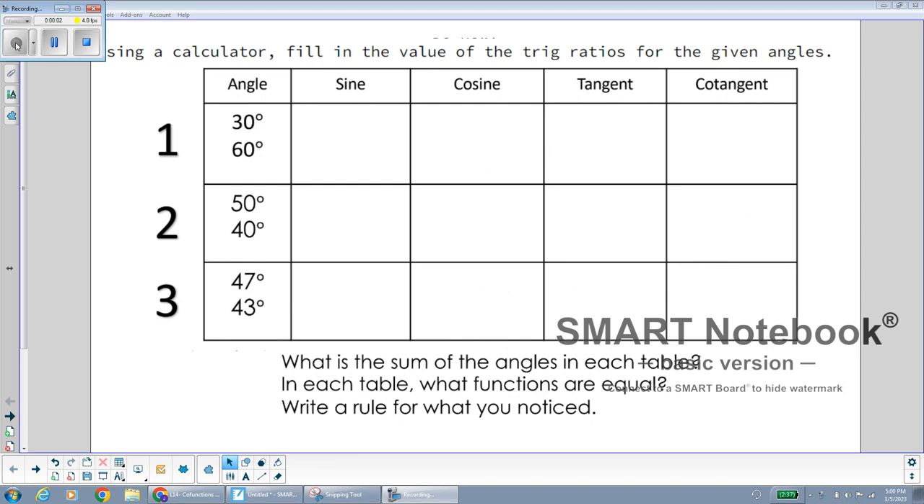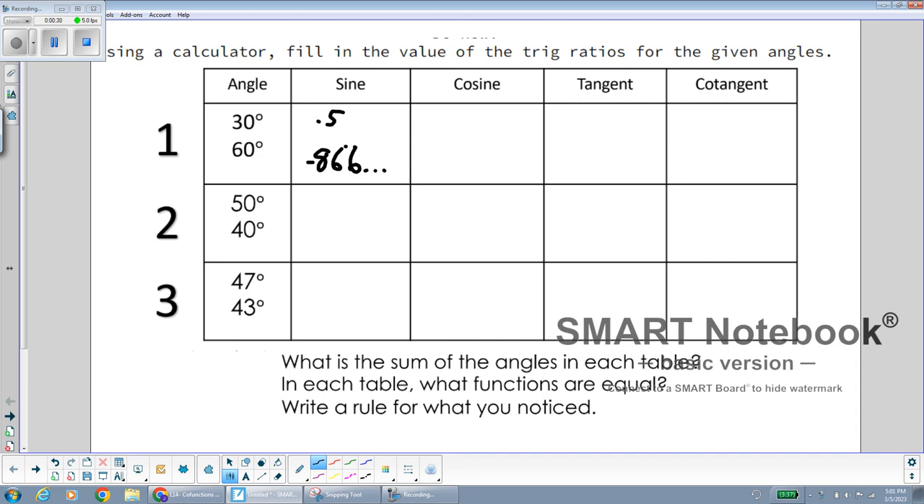Using a calculator, we're going to fill in the value of the trig ratios for the given angles. So in my calculator, I'm going to hit sine of 30 degrees and I get 0.5. I'm going to hit sine of 60 degrees and I get 0.866. There are more decimal places, but I'm just going to write down the first three.